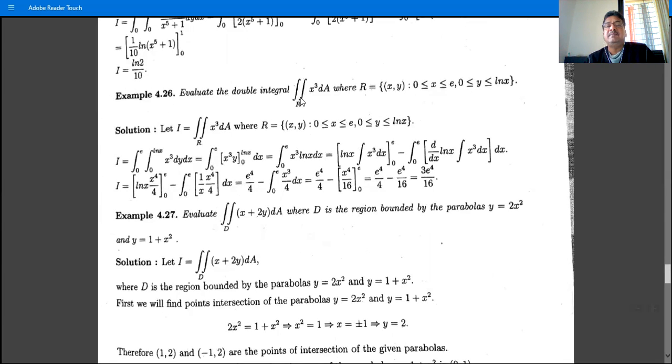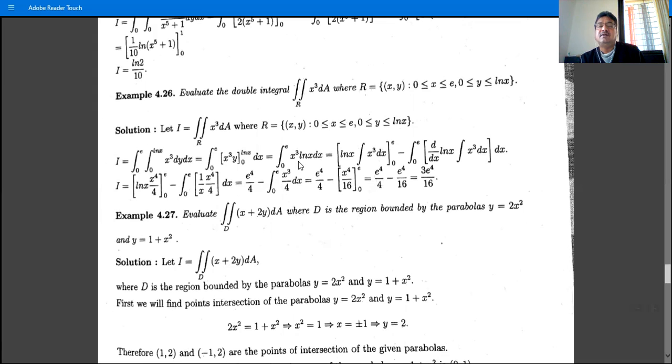Then evaluate double integration over R of x cube dA, where R is this. Okay, so the given integration, suppose this is I, then I is equal to integration x runs from 0 to e and y runs from 0 to log x, x cube dy dx. So first integrate with respect to y, because the integration limit of y is in terms of a variable. So x cube is constant now with respect to y. x cube y is its integration, 0 to log x, upper limit, lower limit value.